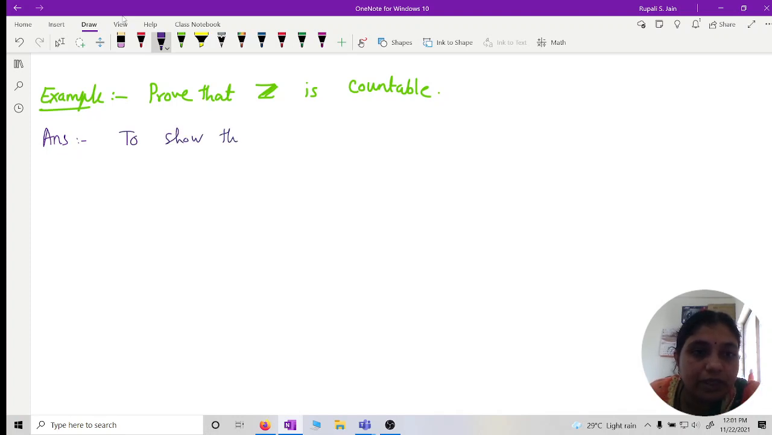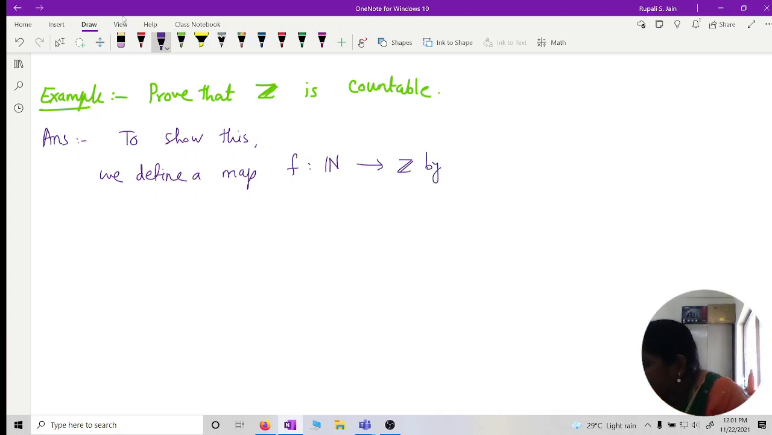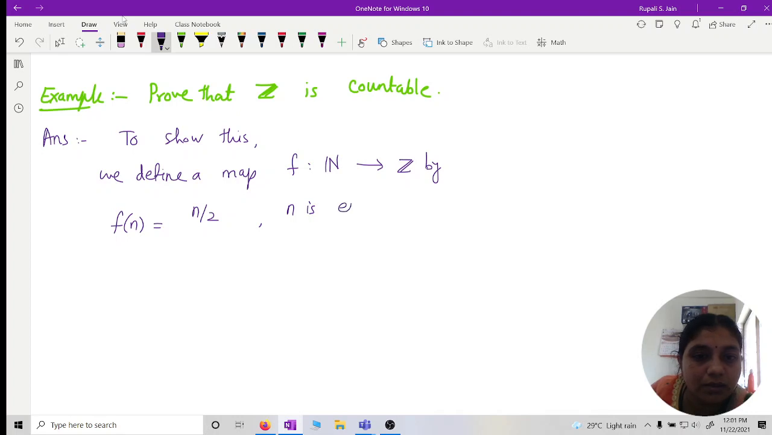To show this, we define a map f from N to Z. Shall I define? f of n is equal to n by 2 if n is even. And what can I take here? We want integers, no? (1 minus n) by 2 if n is odd.